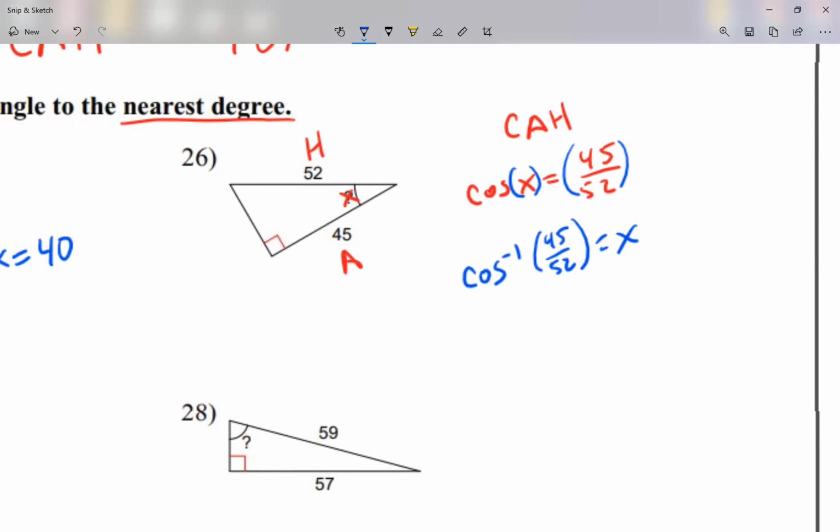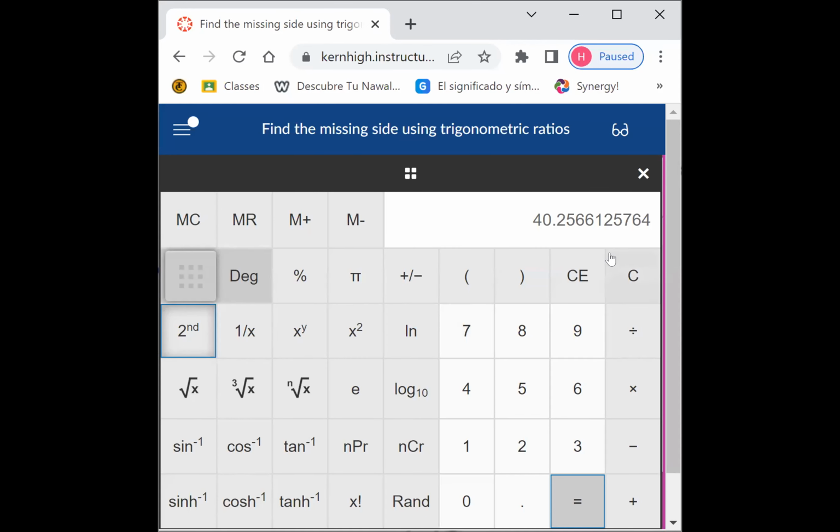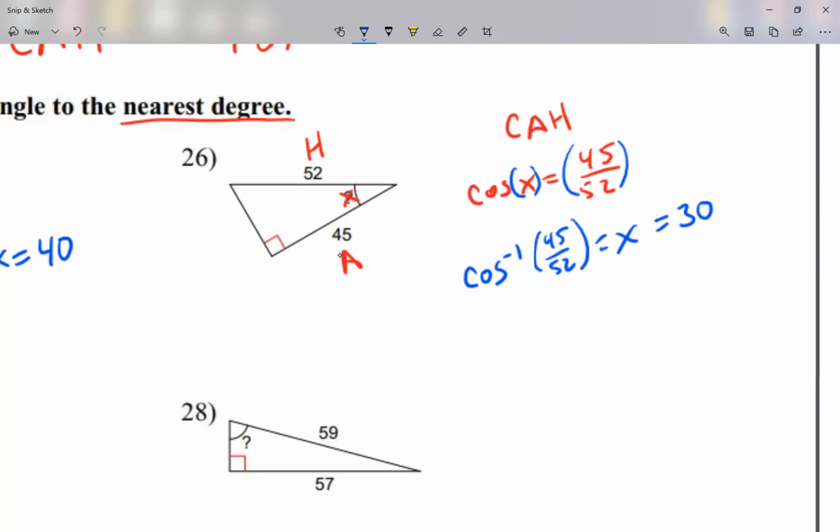Okay, let me pull up my calculator. Let me type this in. Let me erase this. Since I pressed second, I already have it there. So cosine inverse 45 divided by 52, press equal, and it tells me my degree is 30.0. Remember, I'm going to round it to the nearest whole number. 30.0 rounds to just 30. So my x in this case is 30 degrees.